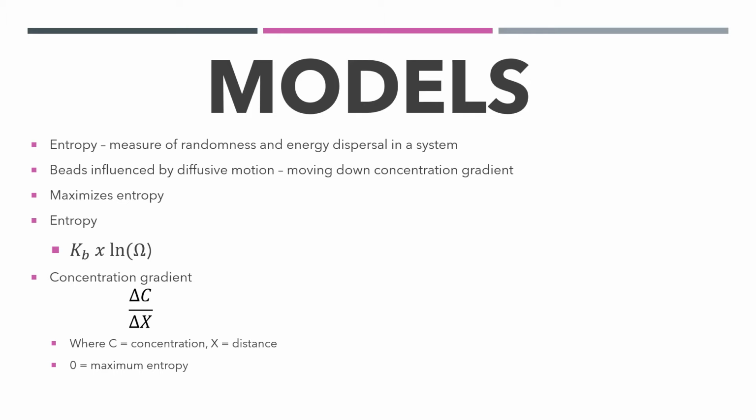Entropy is defined as the amount of randomness and energy dispersal in a system, and it is always increasing in the universe. In our case, when the beads are equally dispersed, maximum entropy has been achieved, and the concentration gradient is equal to 0. The concentration gradient formula is as follows: change in concentration over change in distance. You can alternatively find the change in entropy by multiplying the natural log of the microstates by kV. However, there are infinite microstates present in the system, so concentration gradient serves as a more feasible method.